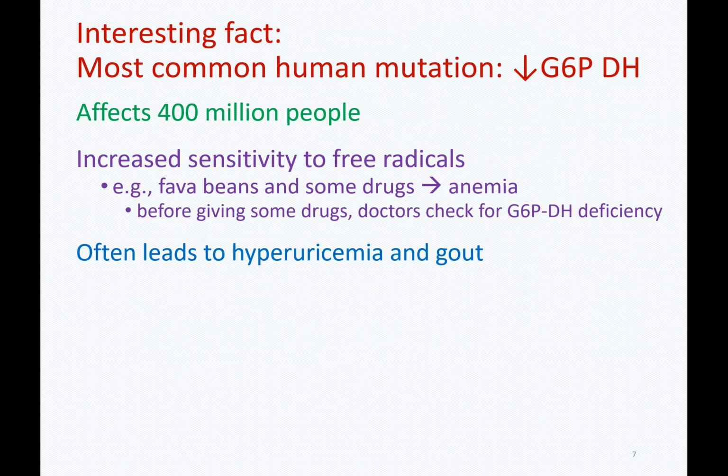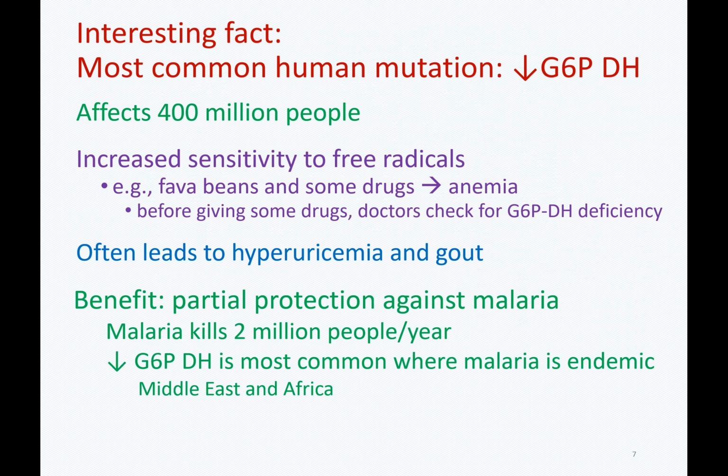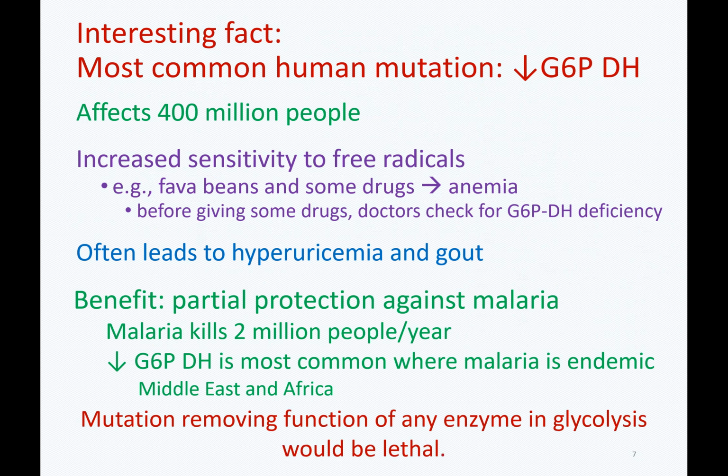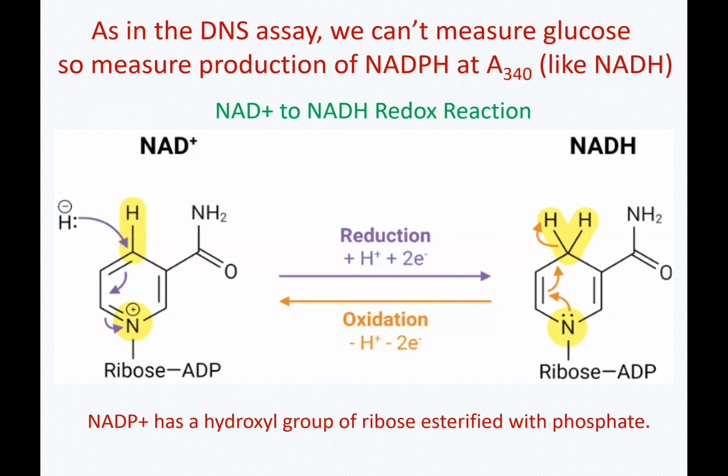This deficiency can often lead to hyperuricemia and gout, but it does have a benefit. It gives you partial protection against malaria, which kills 2 million people per year. You will find this mutation with a decrease in activity in areas where malaria is endemic, for example, the Middle East and Africa. Note that a mutation removing function of any of the enzymes in glycolysis would be lethal.